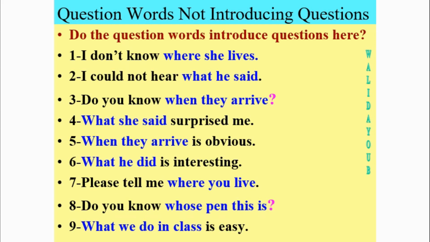Where she lives. It has a subject, she. It has a verb, lives. You know that in a question we should have a helping verb before the subject, then the main verb. So the question form of where she lives is where does she live? So as you notice here, it is not a question, although it starts with a question word.